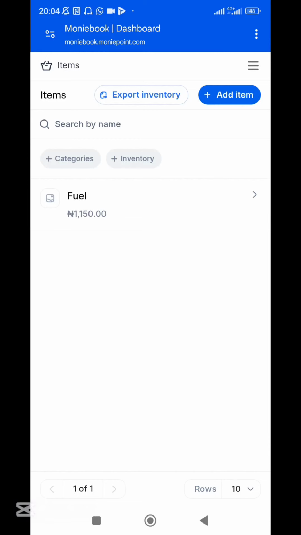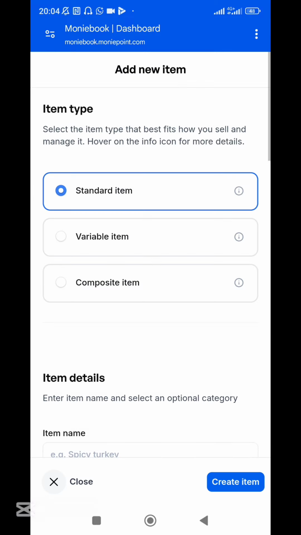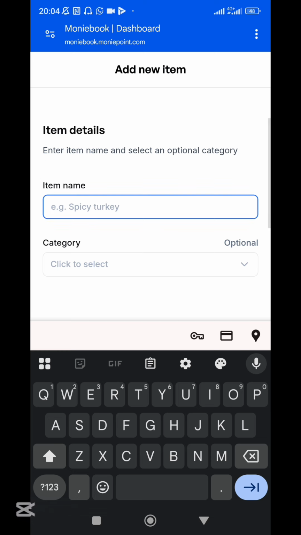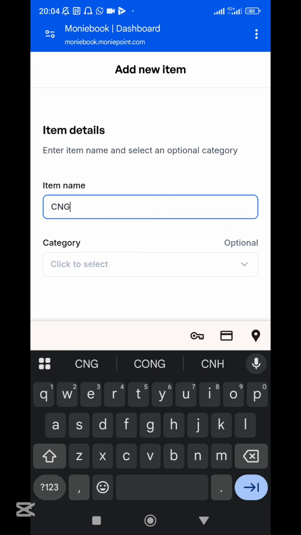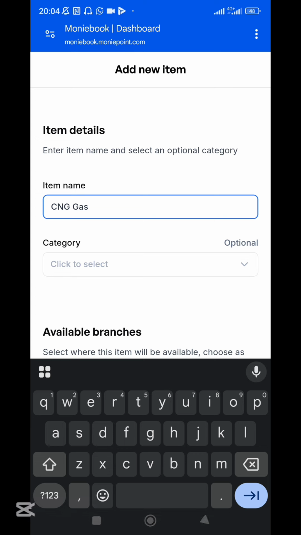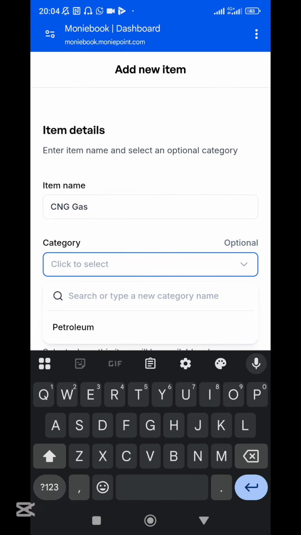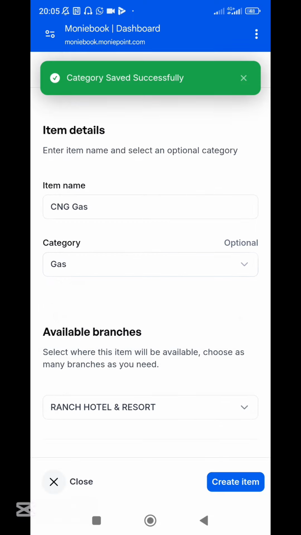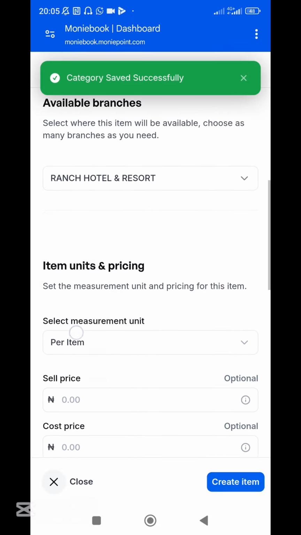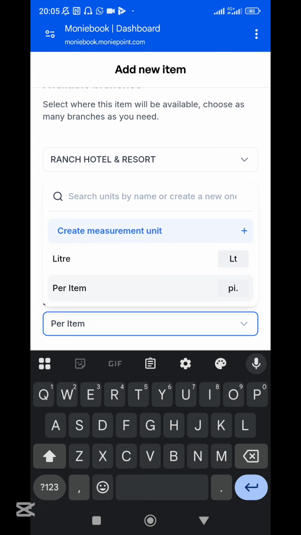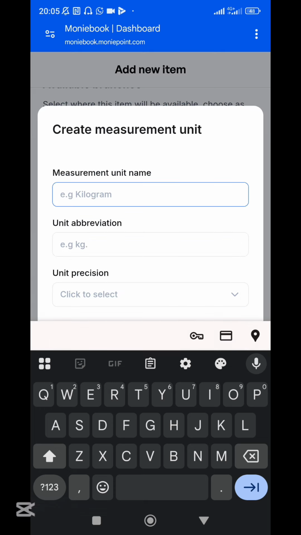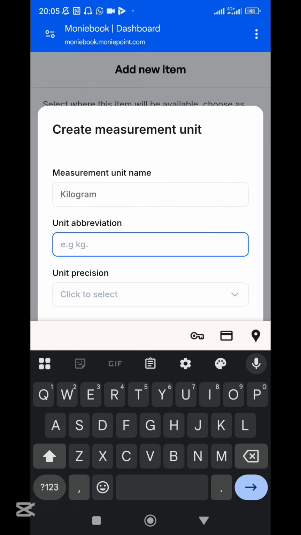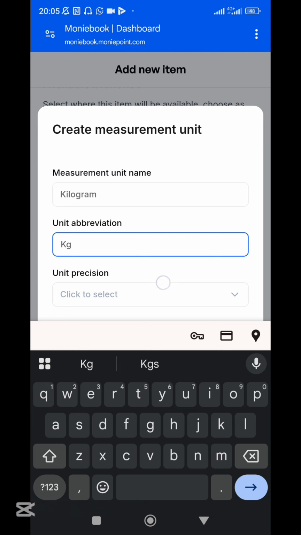For the CNG gas, let's go ahead and add this item. Let's put it under standard item for this class, and let's write CNG gas. That is the cooking gas. Under the category, let's just write gas. I don't know the actual category, but this is just for an example. Then let's create the measurement. For CNG gas, they normally measure it in kilogram. So let's write kilogram as the measurement name, and kg will be the abbreviation.